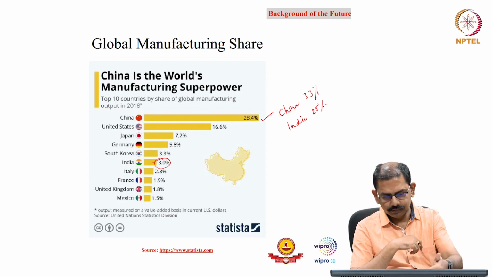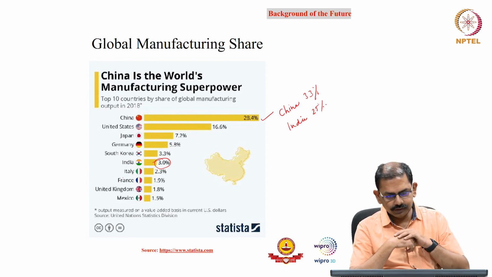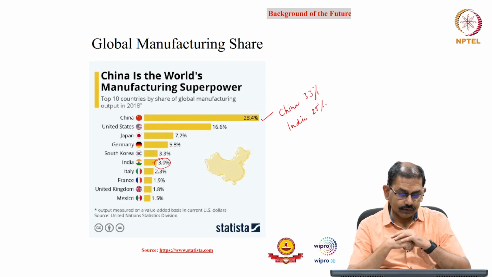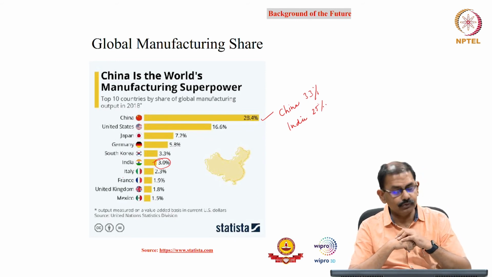And you look at the countries which I was talking about in great divergence, look at US, you look at Japan, you look at Germany, you look at Italy, France, UK.